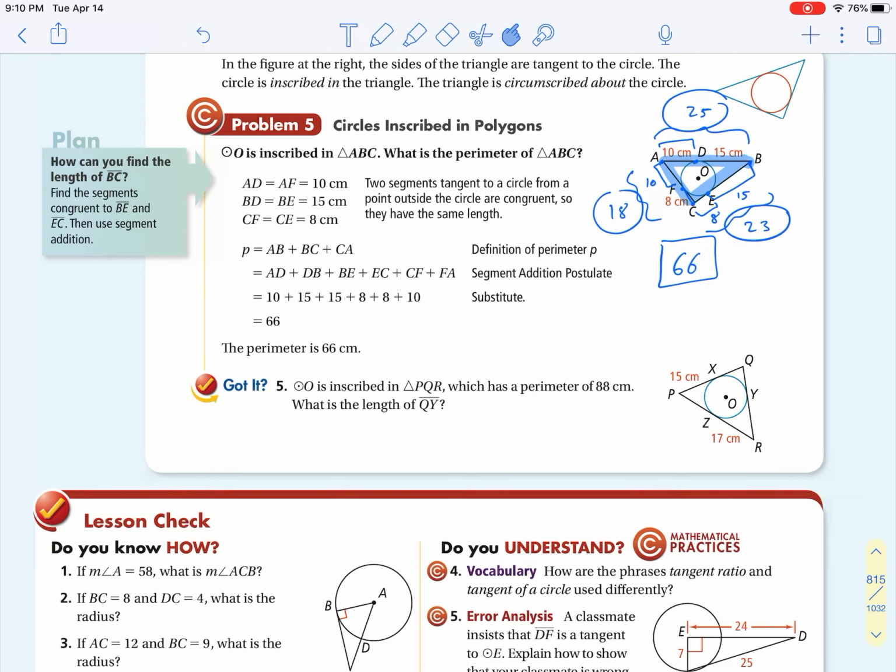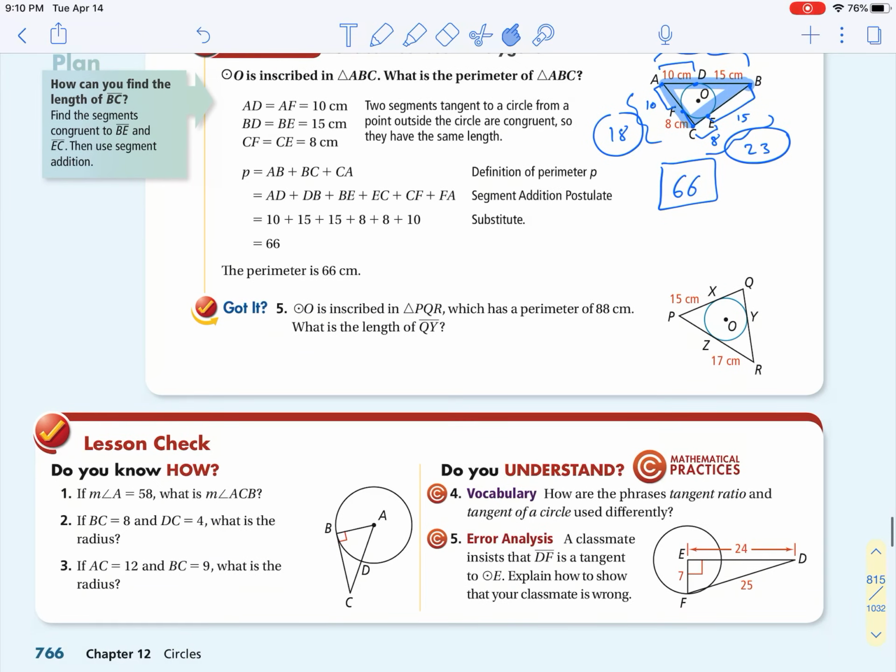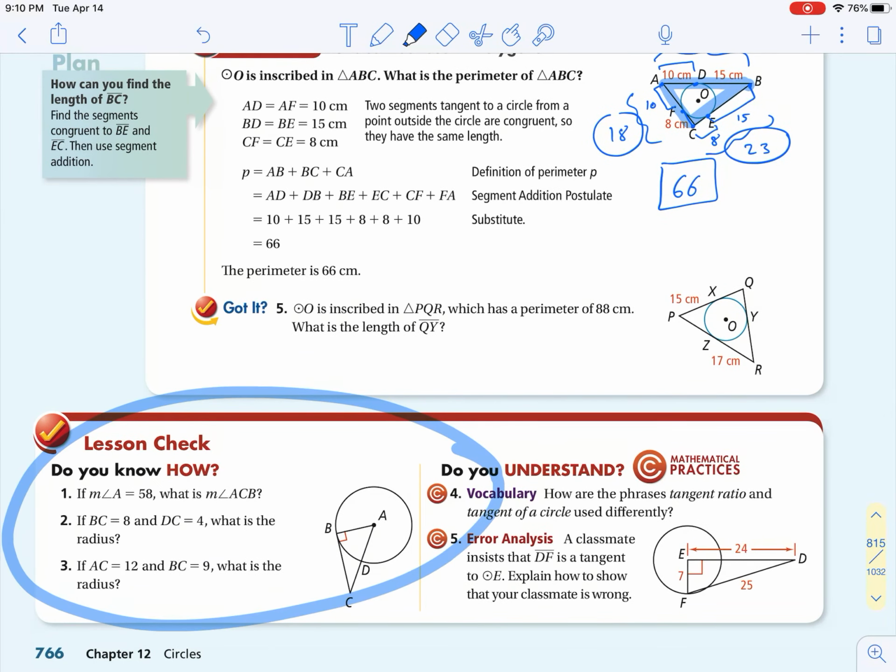There are going to be a couple of questions like that in the chapter, but if you take a look, we are all done with the lesson. So time to move on. Great job, and I'll see you in lesson 2.